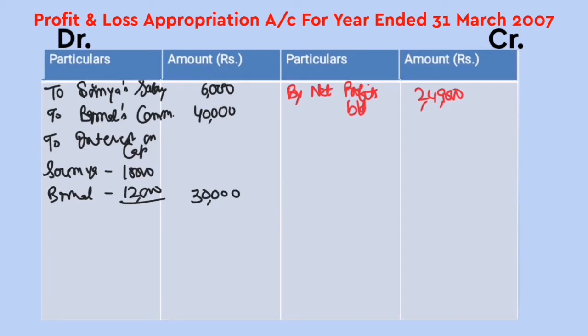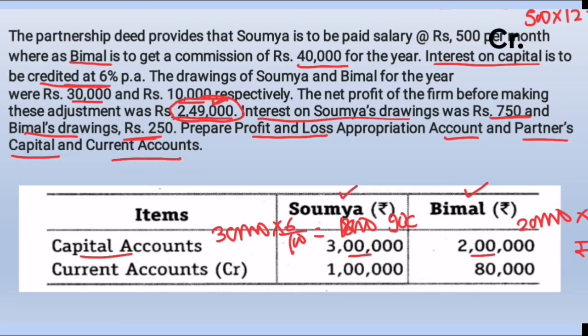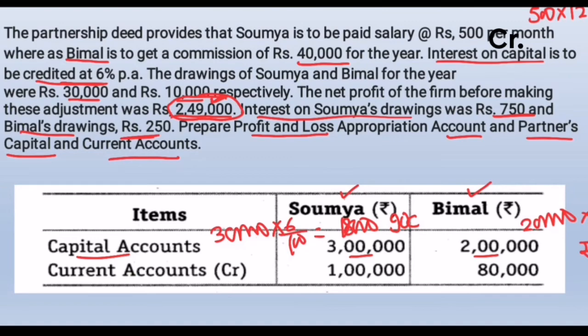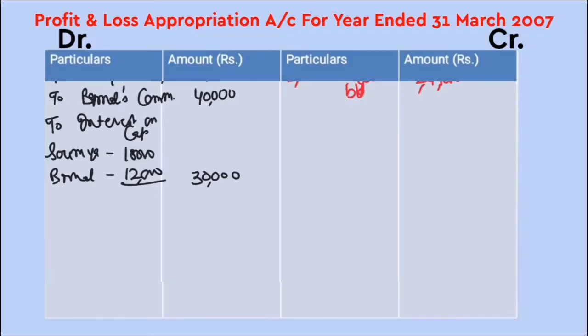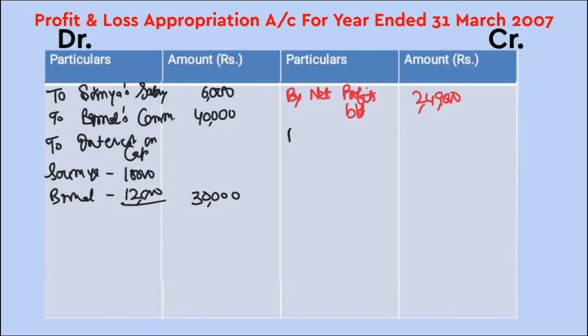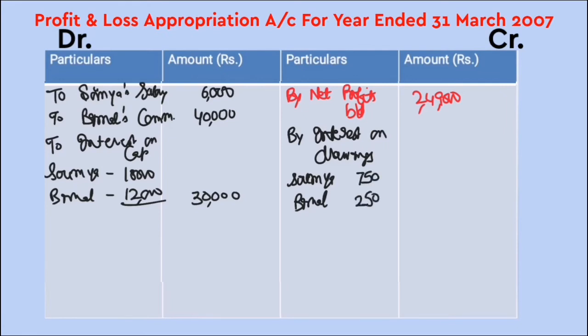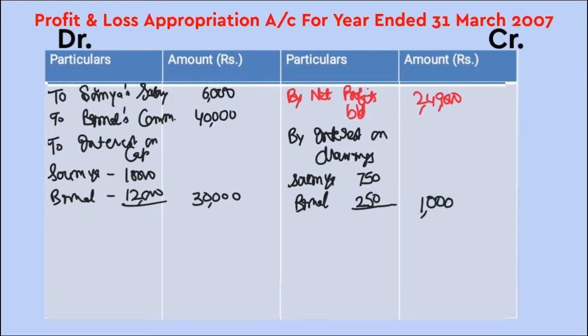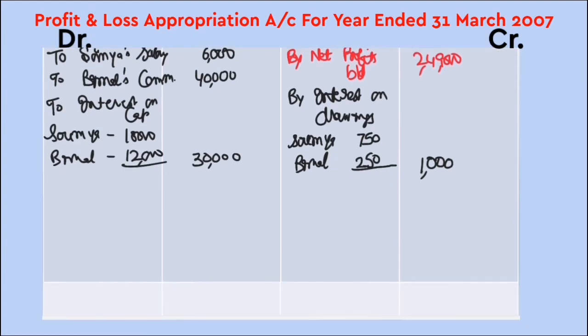Apart from this, we have also been given interest on drawings to be charged from Soumya and Bimal, 750 and 250 respectively. We are going to take it from both the partners and show it in profit and loss appropriation account on credit side as by interest on drawings. It is Soumya 750, Bimal's interest is 250, total is 1,000. Now we have shown all the items in profit and loss appropriation account.